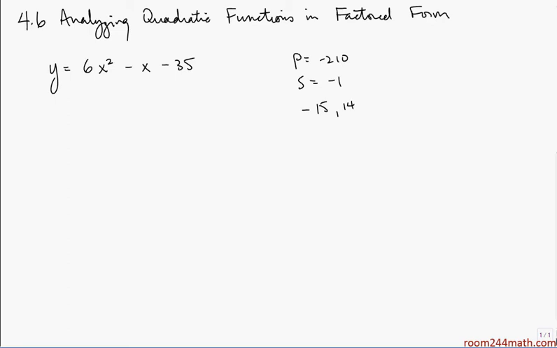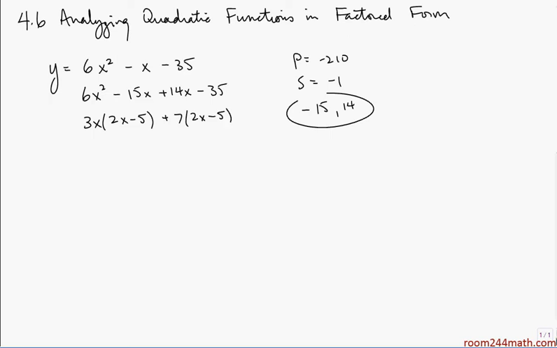So the way we use those two numbers is to break apart that middle term, 6x squared minus 15x plus 14x minus 35, and then we look for factoring by decomposition. So we take out a factor of 3x, leaving us with 2x minus 5, and 7, leaving us with 2x minus 5. There's your common binomial, and the 3x plus 7 is left. Now, how does this help us?